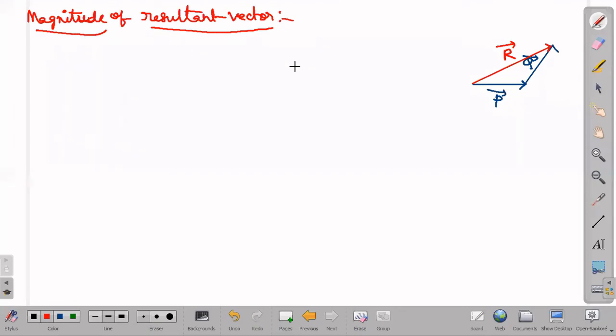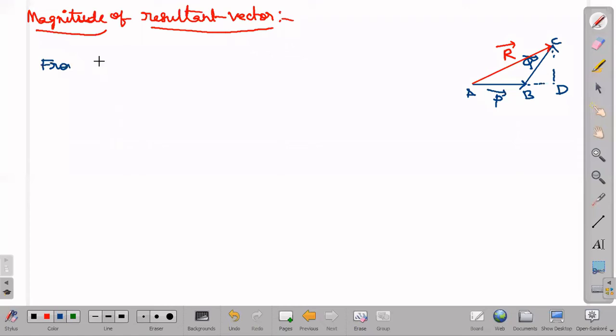To do that, we will make a small construction to this. I am taking some points over here. The tail of the first vector I am considering as A, this as B, and this as C. This is not a right angle triangle, so I am making it a right angle triangle. I am extending AB, and from C I am drawing one normal. This point I am taking as D. Now from this complete triangle I can calculate R.